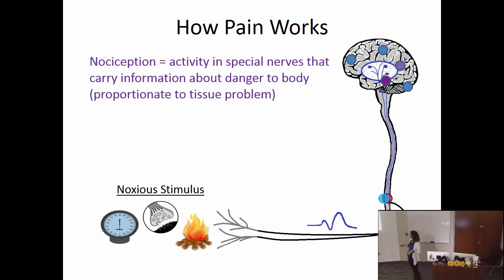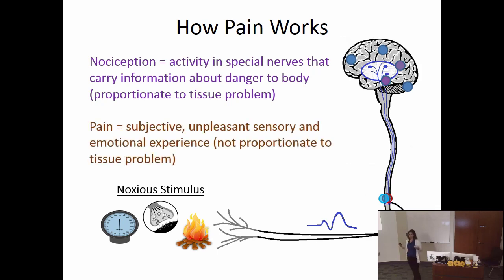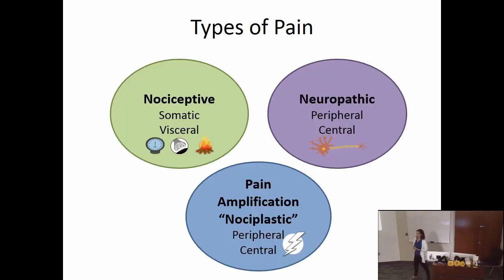So just a reminder, those thresholds change in the periphery as well as in the central nervous system, and nociception is proportionate to the amount of tissue damage, but pain is an experience. It's not nociception, it's not tissue damage, it's what the brain decides it's going to do with all of the information, including nociception.